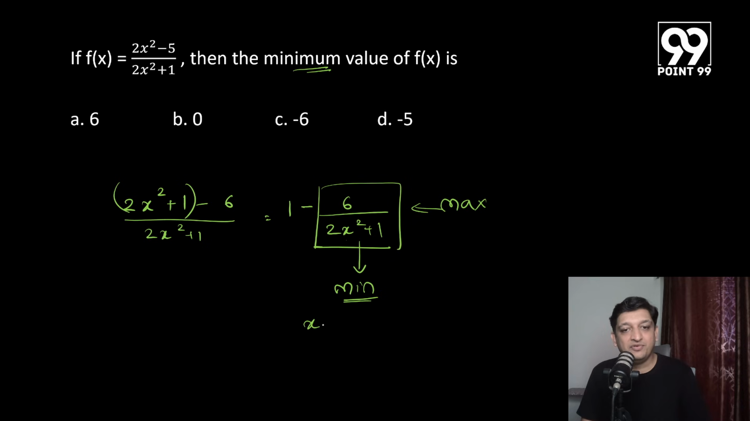So I'll put x equals 0 in this case. That's why my denominator will become 1. And my answer will become 1 minus 6, that is minus 5. So the correct answer is option D, that is minus 5 in this particular case. So hope you are able to get this one very easily. Let's look at the next question.